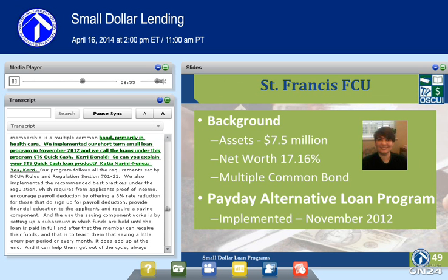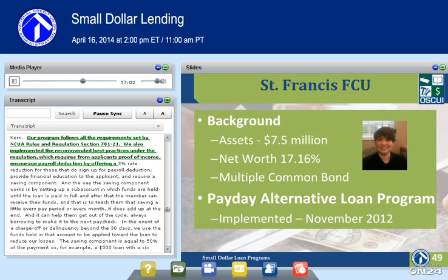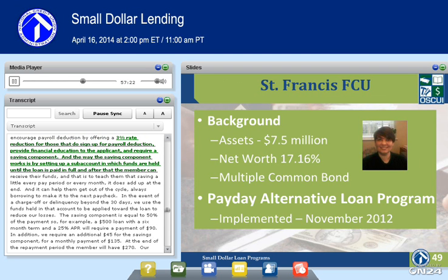So can you explain your STS Quick Cash loan product? Yes, Gary. Our program follows all the requirements set by NCUA Rules and Regulations Section 701.21. We also implemented the recommended best practices under the regulation, which are to require proof of income from applicants, encourage payroll deduction by offering a 3% rate deduction for those who sign up for payroll deduction, provide financial education to the applicant, and require a saving component.